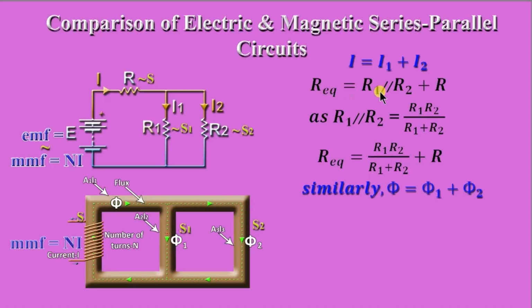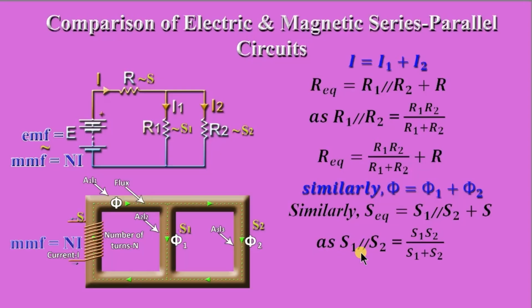Req is equal to R1 parallel to R2 plus series resistance R. Similarly, in this magnetic circuit, Seq is equal to S1 and S2 which are in parallel plus this series reluctance S, as S1 parallel to S2 is equal to S1 S2 divided by S1 plus S2. This equivalent reluctance Seq becomes S1 S2 divided by S1 plus S2 plus this series reluctance S. Let this be equation number 1.